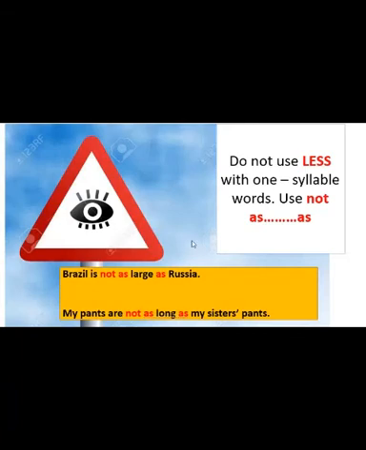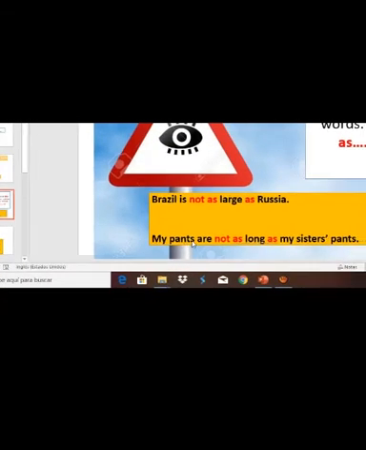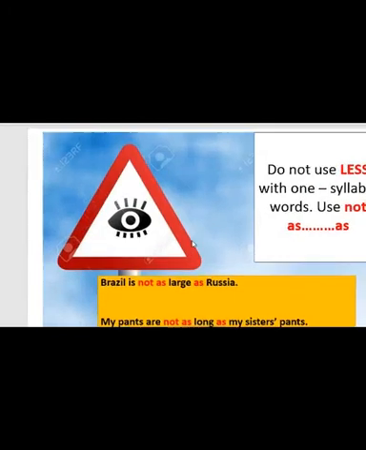Okay, I need you to pay attention over here. Check it out. Do not use less with one syllable words. Instead, you use not as. Let's see the example. Brazil is not as large as Russia. That's right. That's how you have to use not as. Don't use less. You don't have to say Brazil is less large. That's wrong. Let's see the other example. My pants are not as long as my sister's pants. That's right.